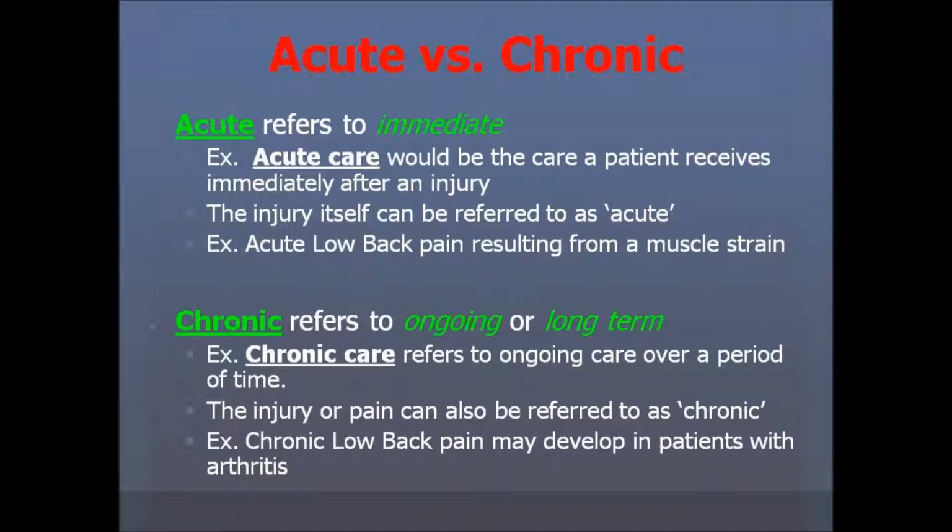And here we can see the difference between acute and chronic. Acute refers to immediate. For example, acute care would be the care a patient receives immediately after an injury. The injury itself can be referred to as acute. For example, acute low back pain resulting from a muscle strain.